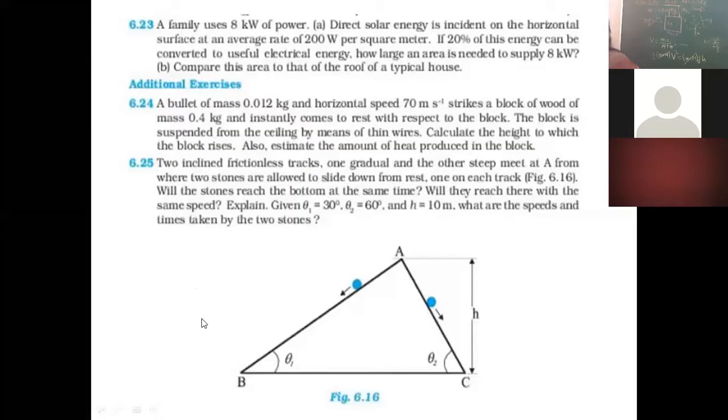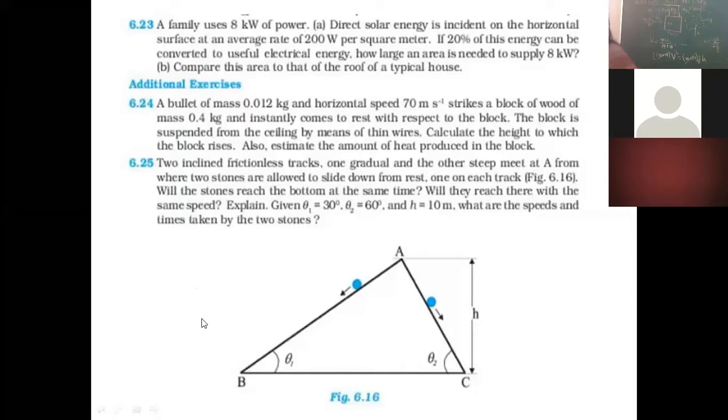Question number 25. Two inclined frictionless tracks, one gradual and the other steep, meet at A, from where two stones are allowed to slide down from rest, one on each track. Will the stones reach the bottom at the same time? Will they reach there with the same speed? So we have to find two things, same speed or same time. Explain. Given theta 1 is 30 degree, theta 2 is 60 degree and h is 10 meter. What are the speeds and times taken by the two stones? So we are to find this.